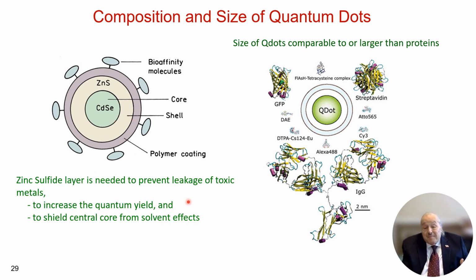And then they had to make it useful for biology. So they put a polymer coating around it and then attached the antibodies or the bioaffinity molecules to it. And I thought it might be interesting to just look at the size of the quantum dots compared to proteins. And they're not that different. The quantum dots are larger than small proteins, but they're smaller than big proteins like an immunoglobulin. So overall they're pretty small in size.